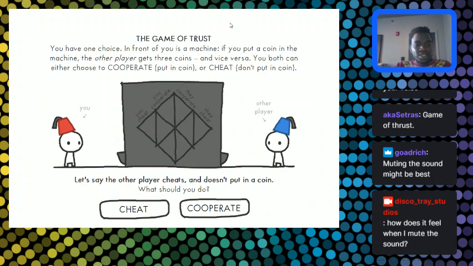You have one choice in front of you is a machine. If you put a coin in the machine, the other player gets three coins, and vice versa. You both can either choose to cooperate, put in a coin, or cheat. Don't put in a coin. Let's say the other player cheats and doesn't put a coin.